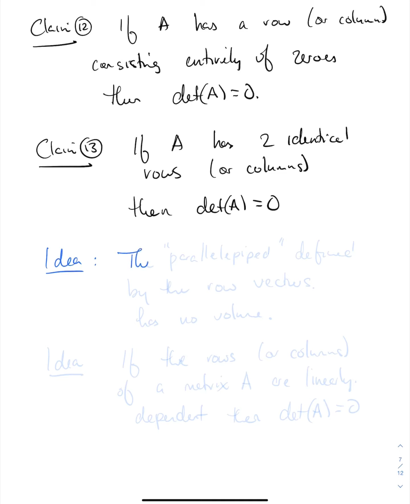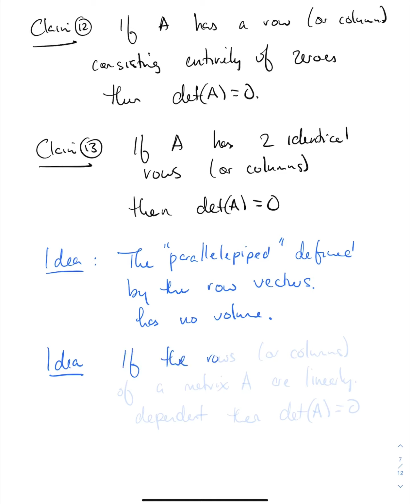Geometrically, the parallelepiped, I'll put this in quotes because it might have multiple dimensions, the analog of the parallelepiped defined by the row vectors, much like the examples that we did before, has no volume. There aren't enough dimensions.